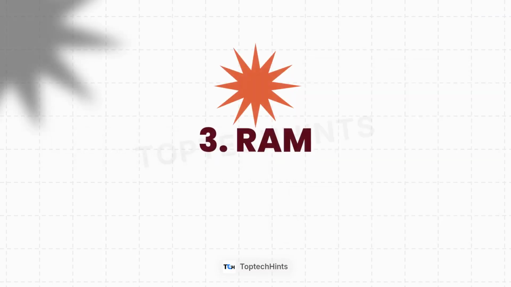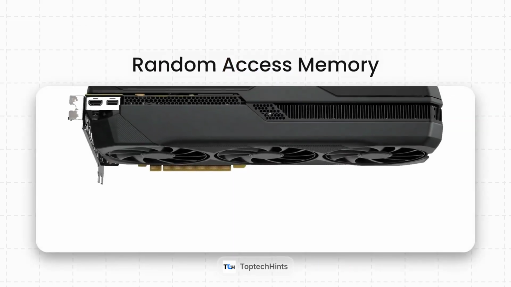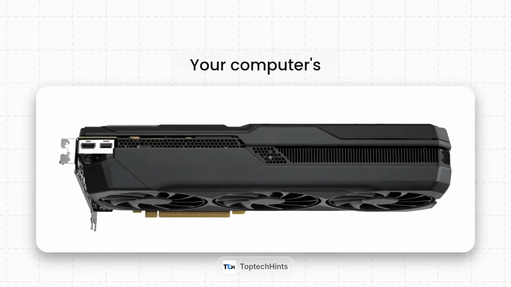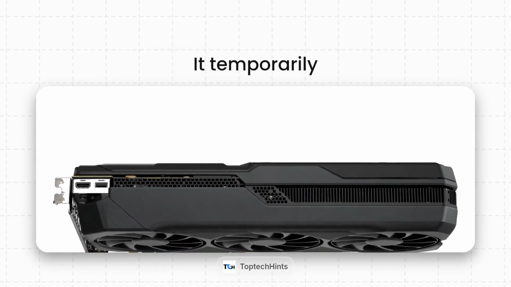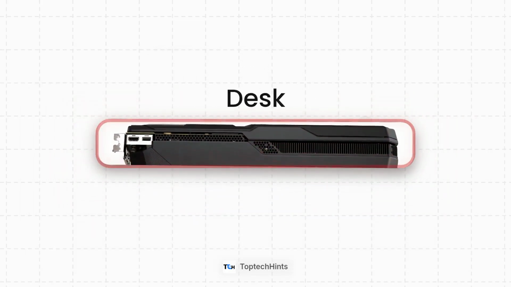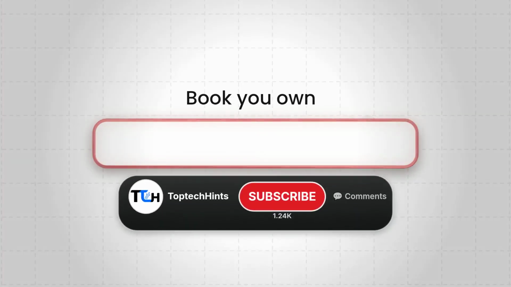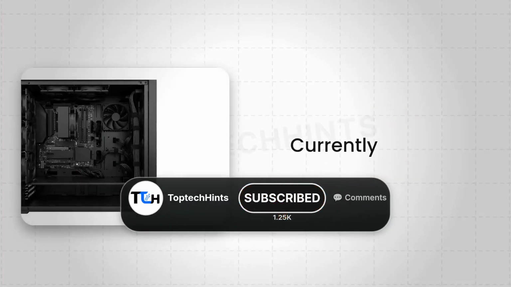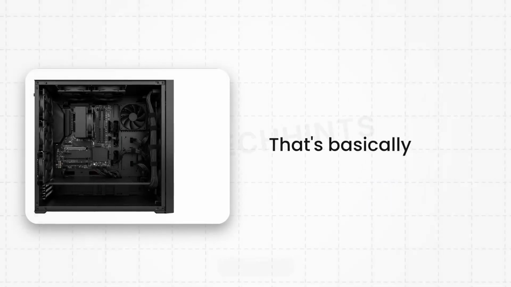Number 3, RAM. Now let's talk about RAM, or Random Access Memory. RAM is your computer's short-term memory. It temporarily stores the information your computer is currently using. Imagine your desk. You don't put every book you own on the desk. You only keep the books you're currently using there. That's basically what RAM does.